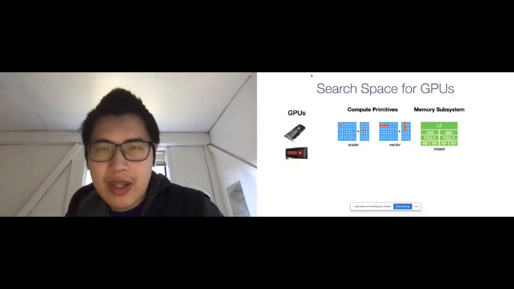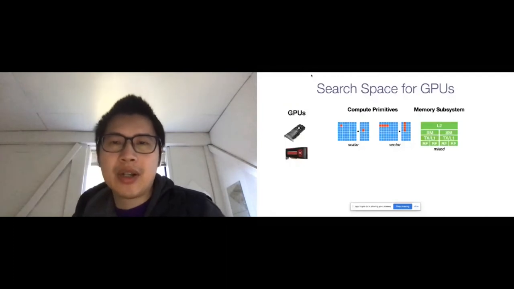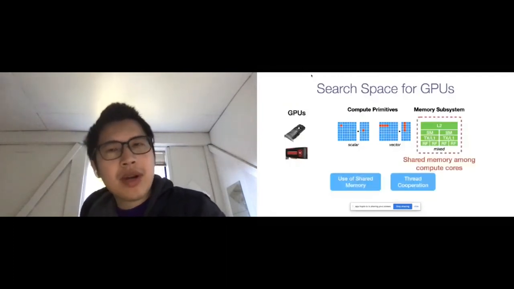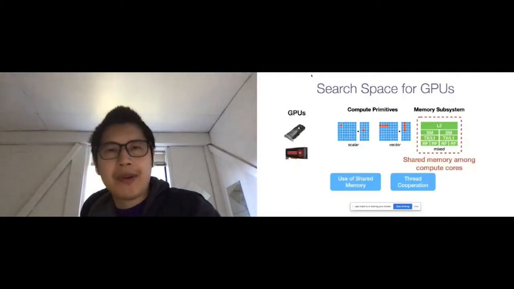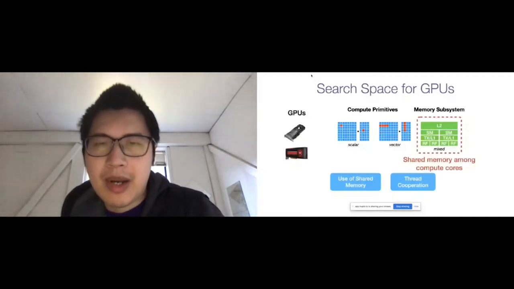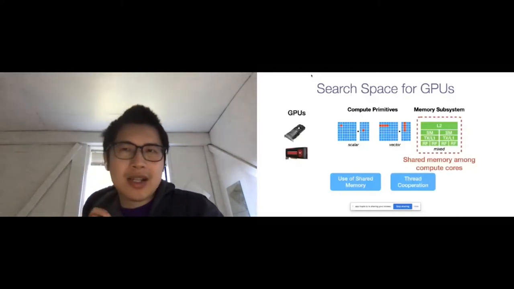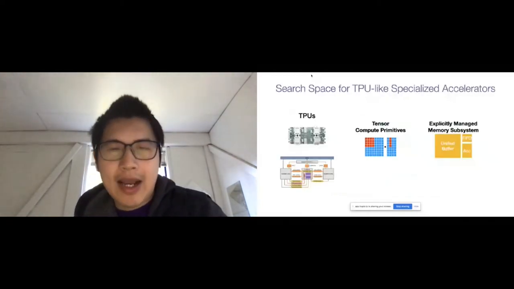For GPUs, one of the important things we want to be able to do is make use of the shared memory and do thread cooperation effectively, so that GPU threads cooperate to fetch data onto the GPU shared memory. Things become most interesting when you start to think about TPU-like accelerators.